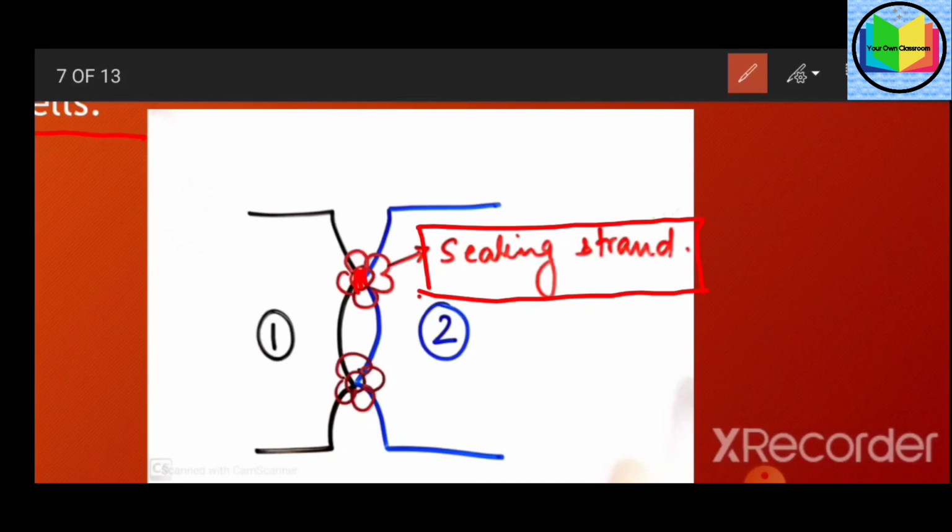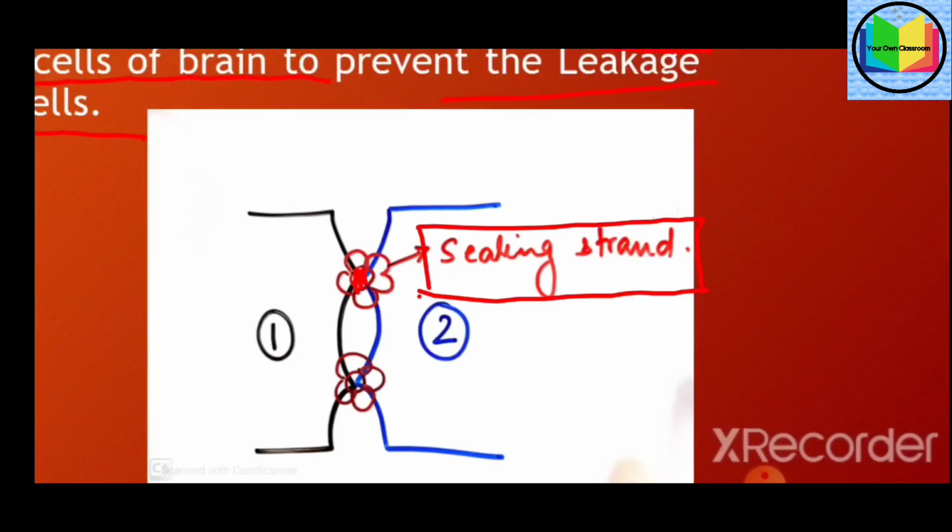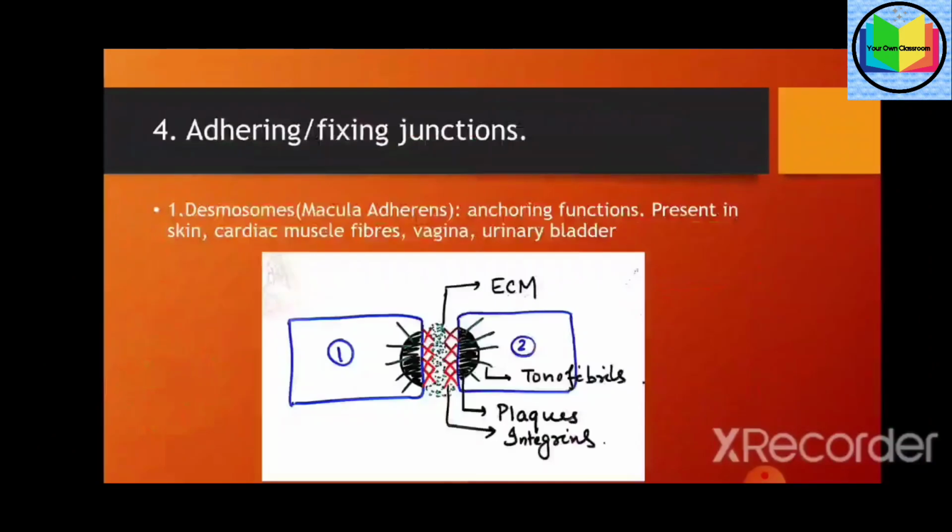It is a kind of protein which sits on the area of fusion so that it cannot open, preventing the leak of any substance between these two cells. Now let's look at another kind of junction.